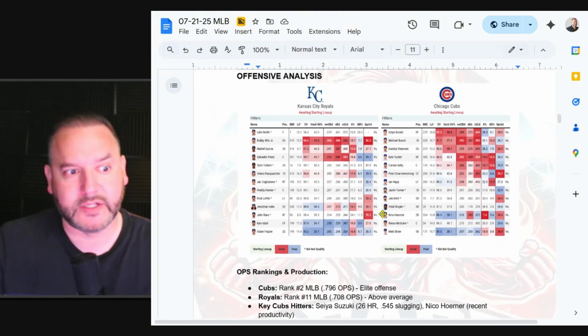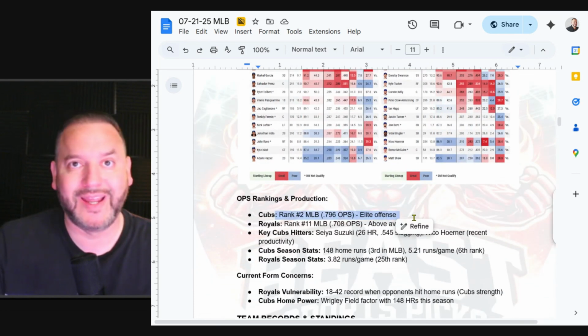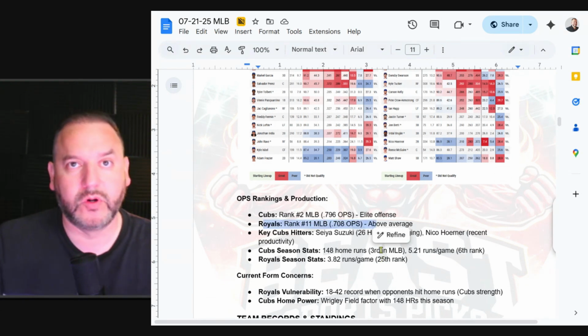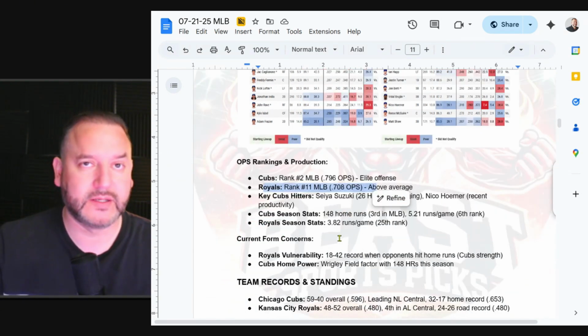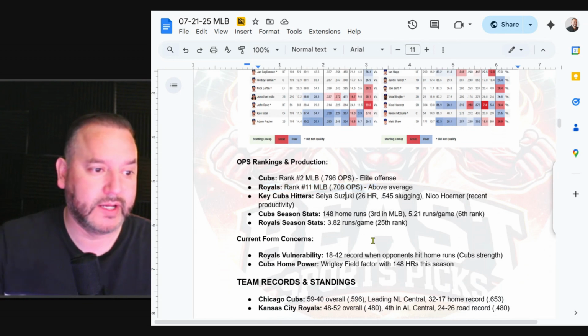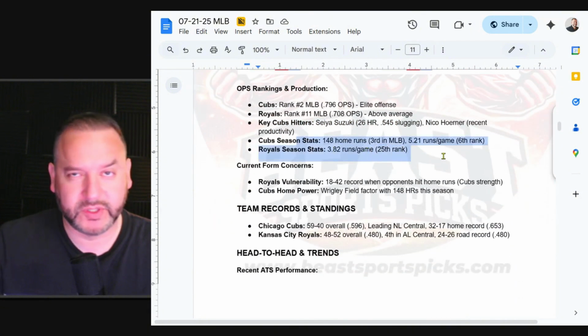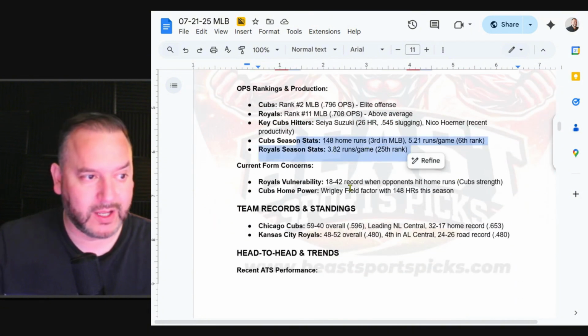This is the offense now. So look at the offense. The Cubs are ranked number 2 in all of baseball right now for the last 7 days. You compare that to the Royals, which is ranked 11th. So that's a big mismatch on the batting. And then we got Suzuki here, Nico Horner, and these 2 dudes have been killing it. Now, I'm not going to get into all the details, but there's a bunch of stats right here on why the Cubs should be winning.